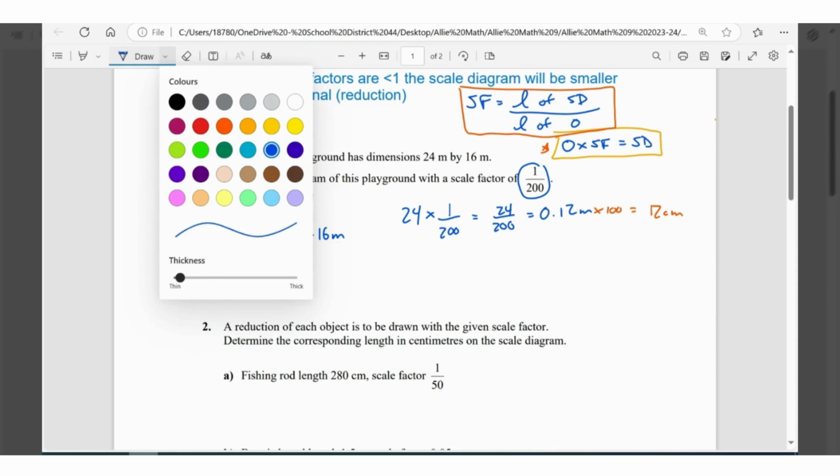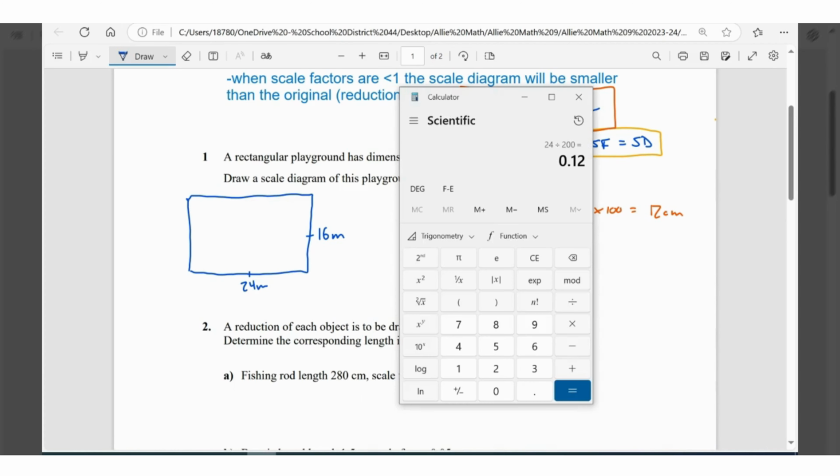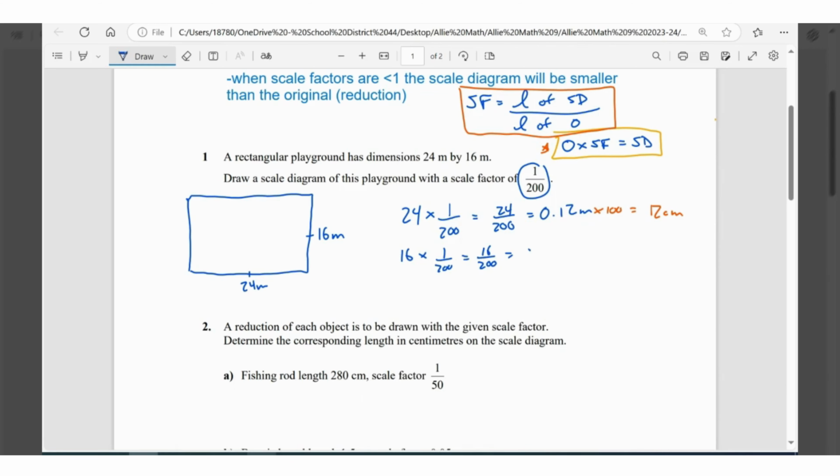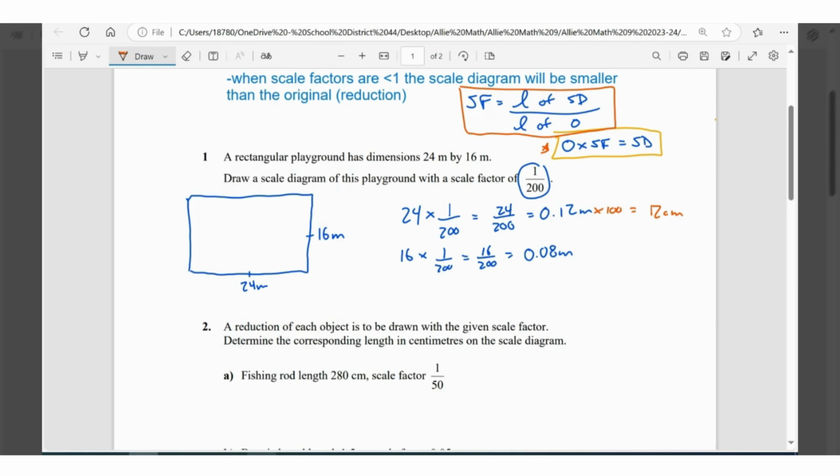Let's do the other side. We've got a 16 meter side times 1 over 200. We're going to get 16 over 200. And as a decimal, we will have 0.08 meters. I also want to times this by 100 to get us 8 centimeters.